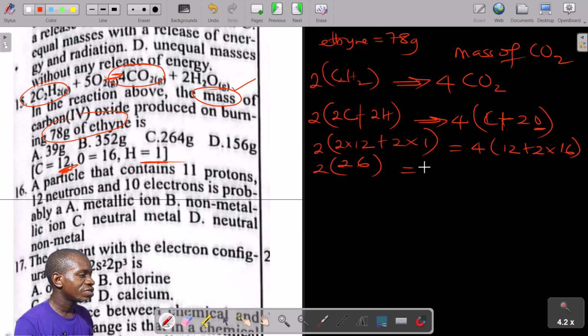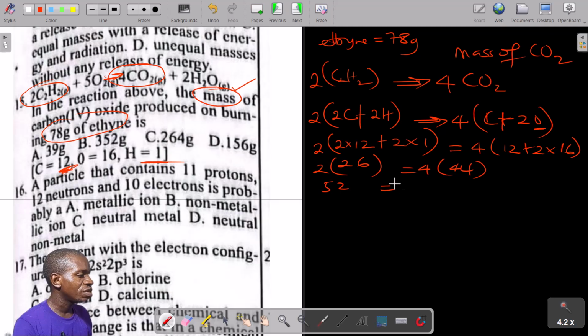So the other side is going to be what? 4 brackets. This is going to be 2 times 16, which is going to give me 32. 32 plus 12 is going to give me 44. So I have here to be 44. So multiply out. 2 times 26 will give me what? If you can multiply some things with your head, it's going to be a bit faster. This is going to be 52.